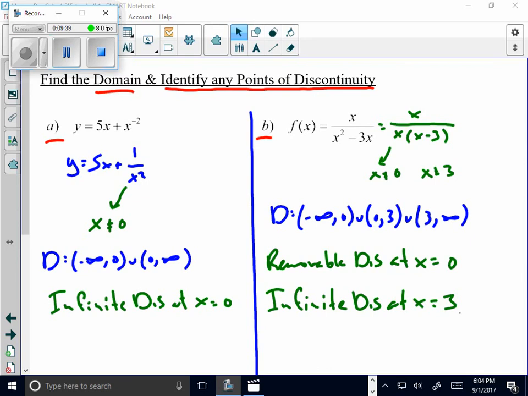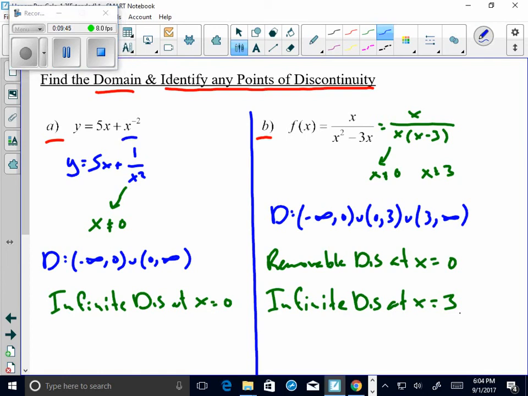All right, guys, so looking at this first one, we've got y equals 5x plus x to the negative 2. Now that x to the negative 2 can be rewritten as 1 over x squared, where we can clearly see x equals 0 is the x value that will give us 0 in the denominator. So right here we exclude 0 from the domain of our function. We can say that our domain is going to be negative infinity to 0, union with 0 to positive infinity. We're going to say that x equals 0 is going to be a vertical asymptote, which means that we have infinite discontinuity at x equals 0.